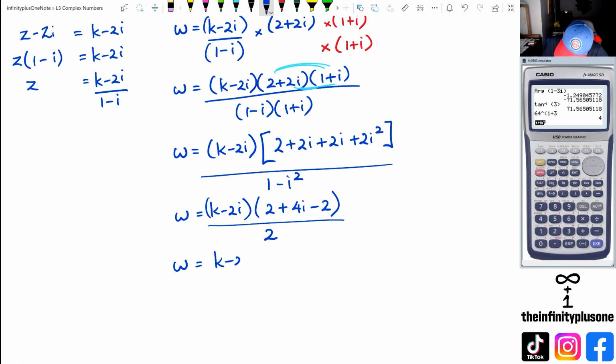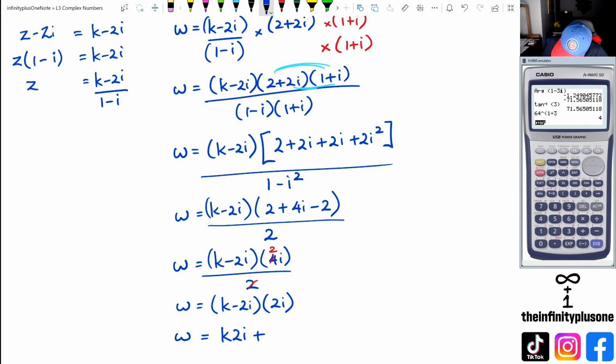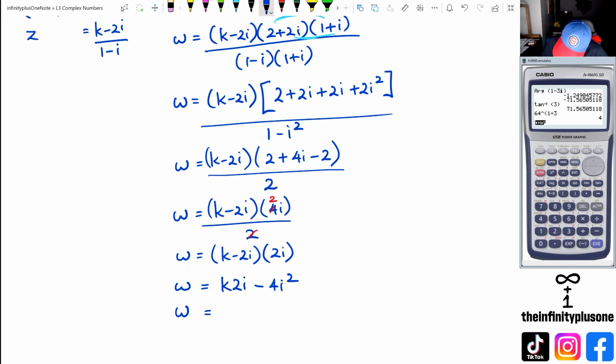W equals K minus 2I multiplied by 4I, and that whole thing is divided by 2. Now I am going to cancel the 2 out, which means W equals K minus 2I multiplied by 2I, because I cancel this 2 with this 4 here. So I've got W equals 2KI minus 4I squared. Then W is equal to positive 4, because I squared is negative 1 times negative 4 is positive 4. So I'm going to get 4 plus 2KI.